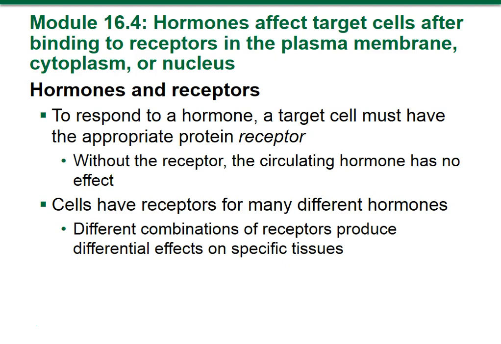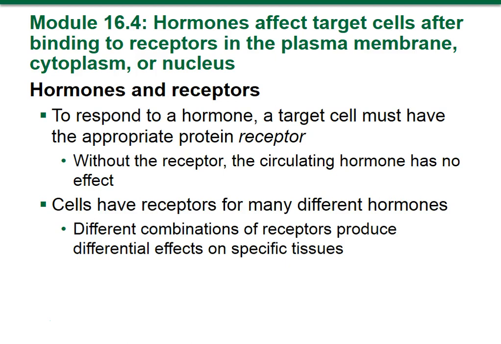Now, the hormones are very specific in what they affect. And the way that they're very specific is they will bind to very specific receptors on very specific cells of very specific tissues. So it targets certain cells. And that target cell has to have the receptor that recognizes that hormone. Without the receptor, the circulating hormone has no effect whatsoever. And you're going to see there's some disorders that are associated with losing these receptors, like in certain types of diabetes.